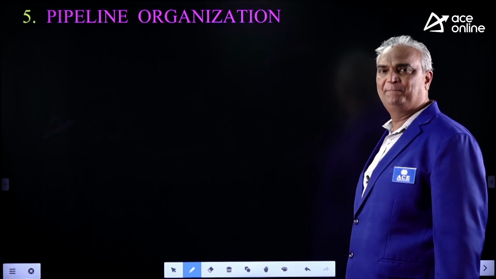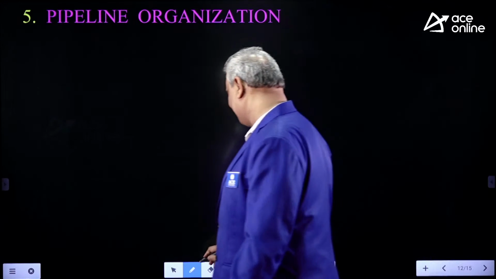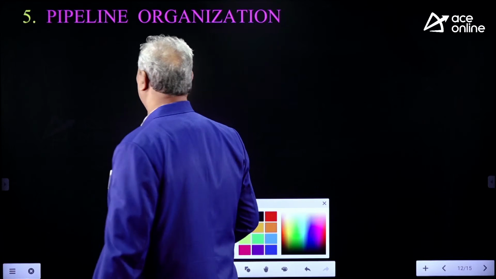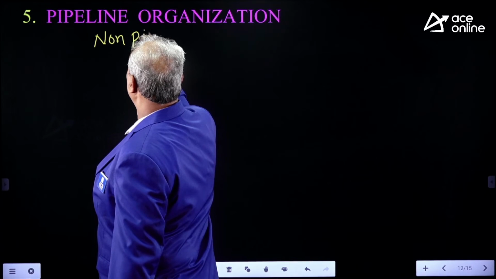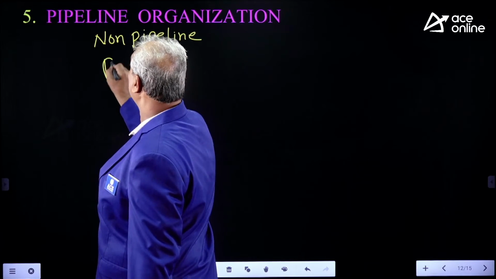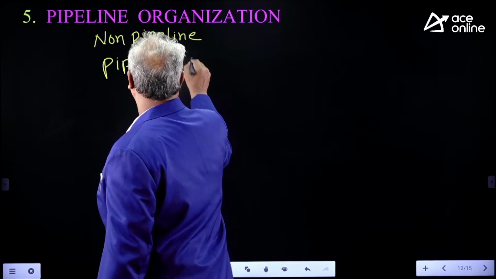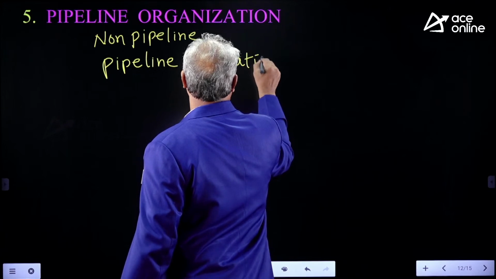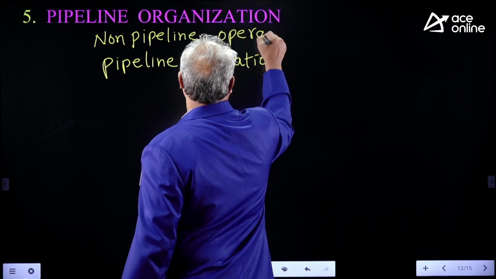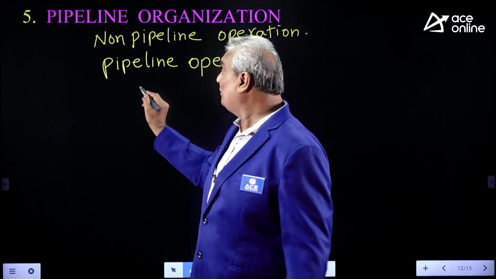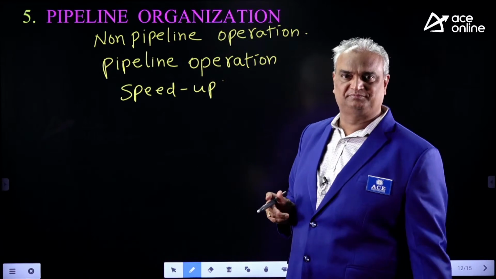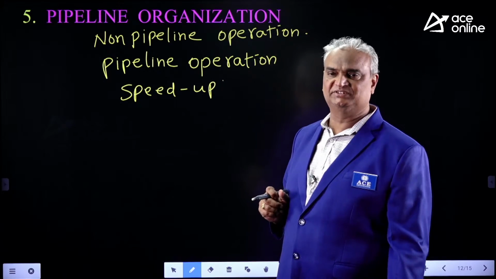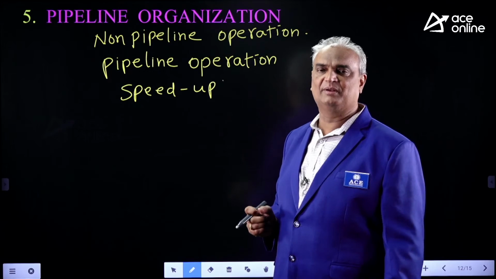Next, what about the next one? Pipeline organization. Already we discussed. It is very, very important and powerful. We expect a minimum of 1, 2 more questions. In this, first you understand what is non-pipeline operation. Later, what is pipeline operation? What is non-pipeline and what is pipeline operation? Next, what is speed up? Speed up is nothing but, while executing a program, the amount of time required for non-pipeline operation divided by the amount of time required for pipeline operation.